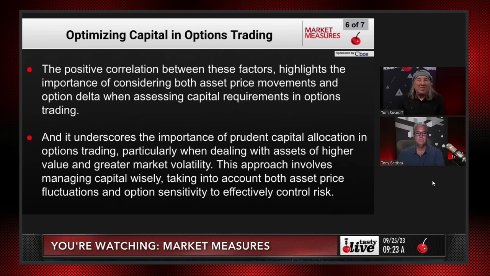The positive correlation between these factors highlights the importance of considering both asset price movements and option delta when assessing capital requirements in option trading. So when you look at your capital requirements, if the stock's too expensive, it may be a negative to your ability to allocate your portfolio to really expensive stocks. And what a lot of people do is they will use too much of their capital in too few underlyings.